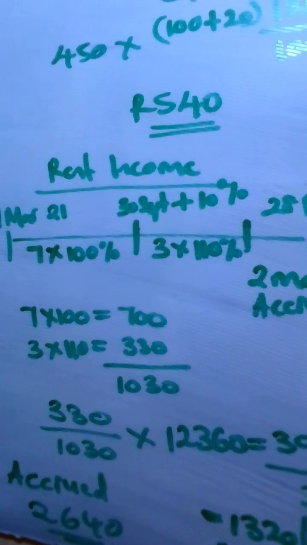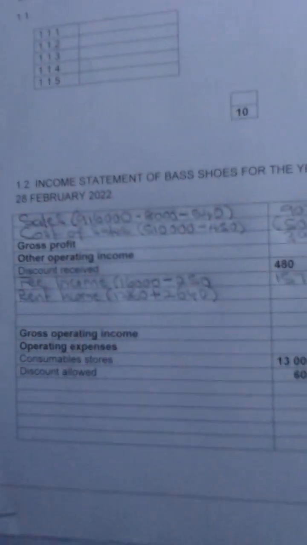So when we come back now to our answer book, what do we do in the accrued amount? We add what is accrued. So we're going to say plus 2,640. So 12,360 plus 2,640 is going to give us 15,000. 15,000 is our rent income.